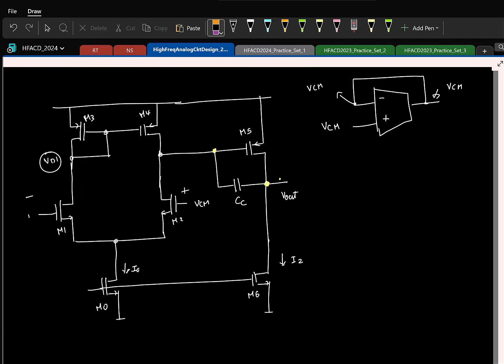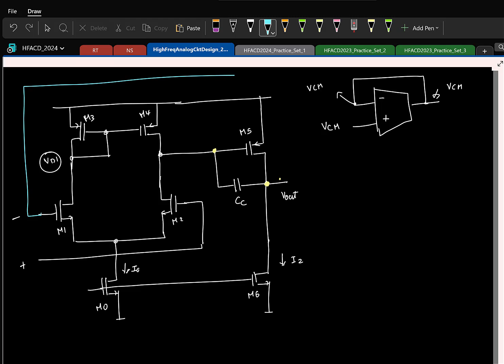So here let's make the connection and see what happens. So we know the negative terminal. This is the negative terminal. So I'll go and make the connection. So I'll actually draw it neatly. So this is the positive, this is the negative. Okay. At the positive side, you are going to apply, say, some VCM. And ideally, we also expect that this is also at VCM.